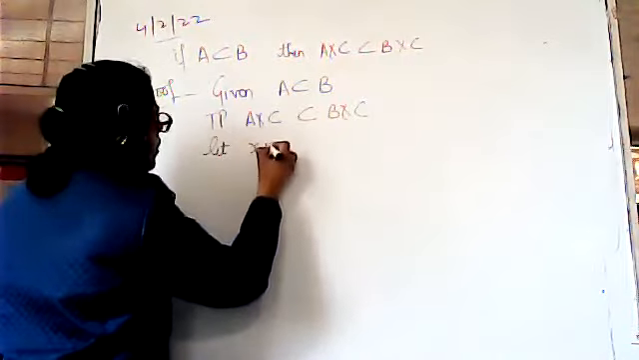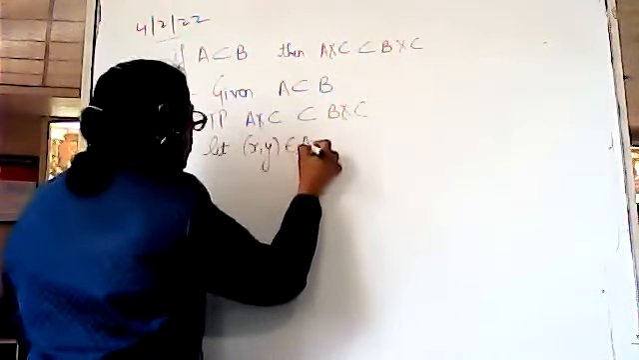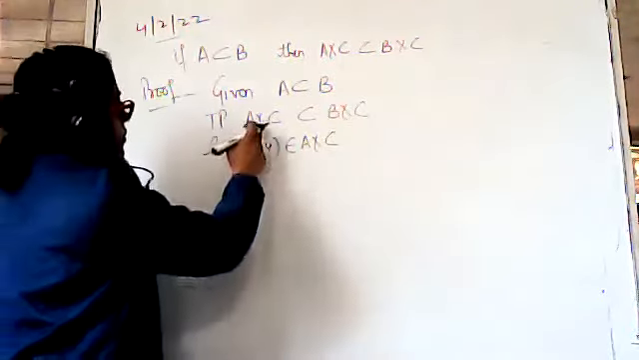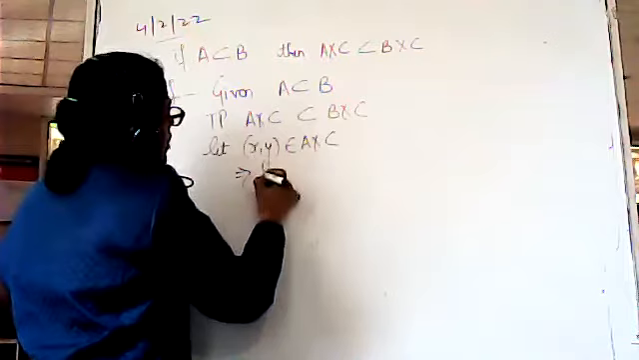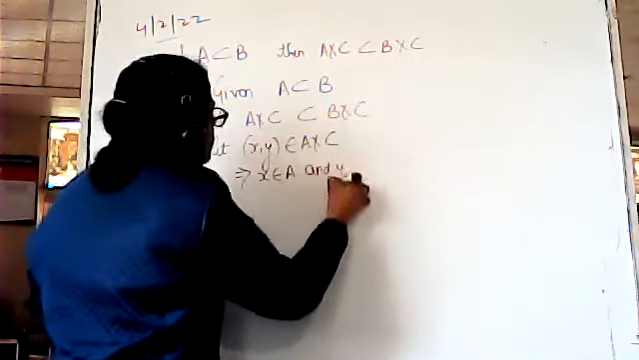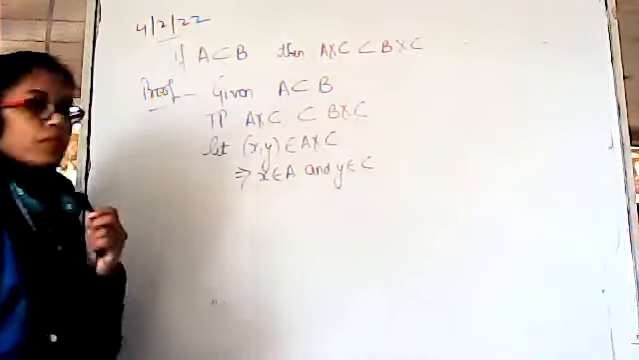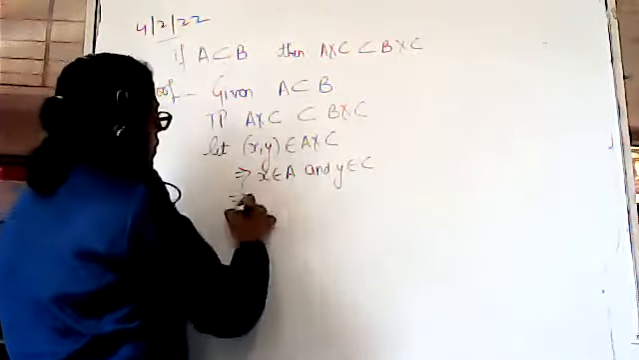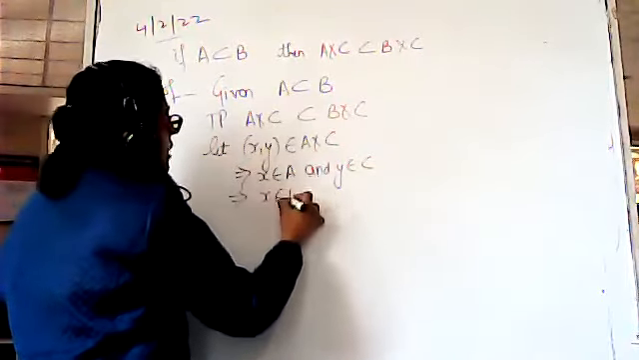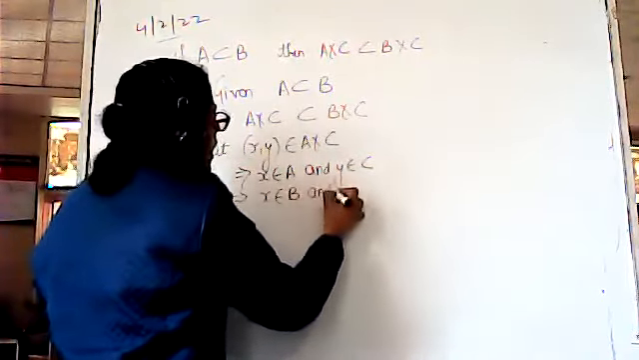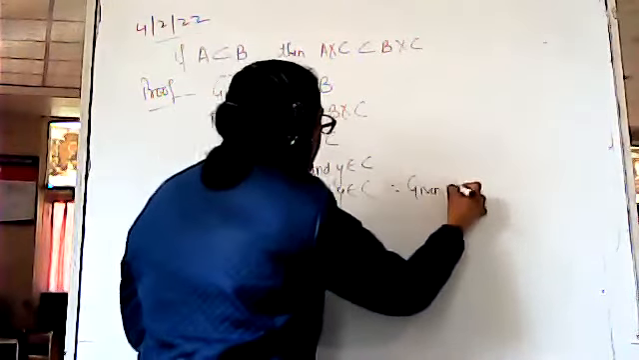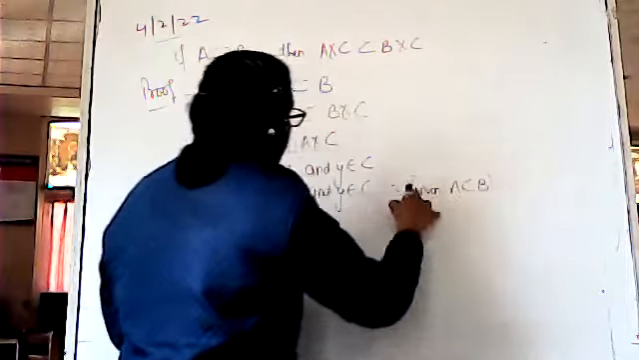It means that we are to take ordered pair xy belongs to A cross C. By the definition of Cartesian product, x belongs to A and y belongs to C. Implies that now x belongs to A, but we are given that A is a subset of B. It means that x belongs to B and y belongs to C. It is given that A is a subset of B.